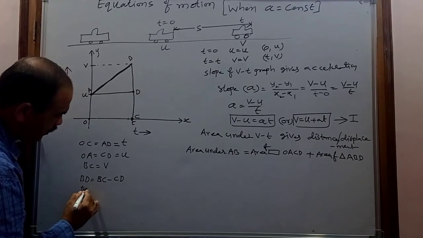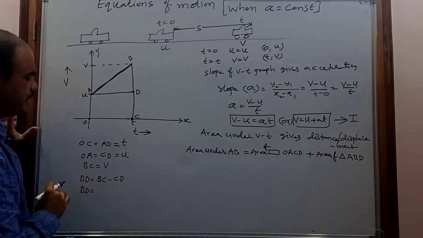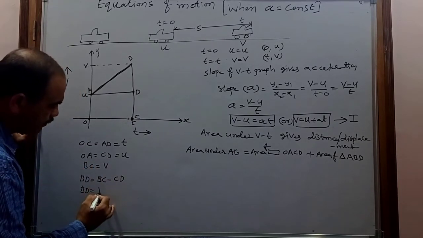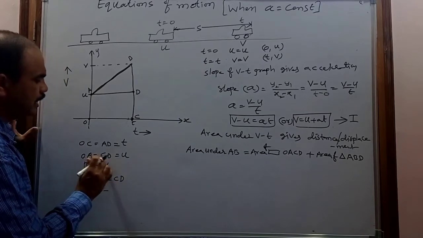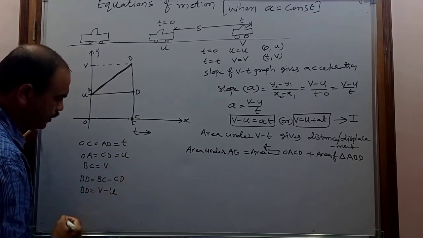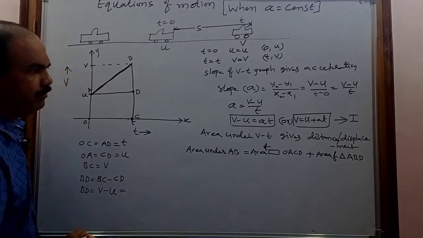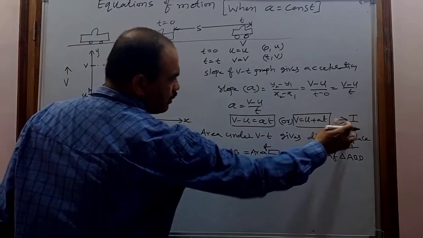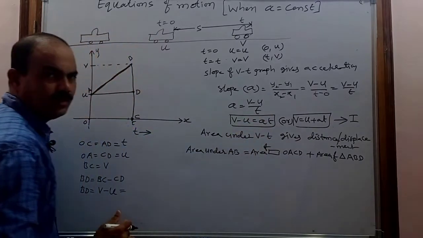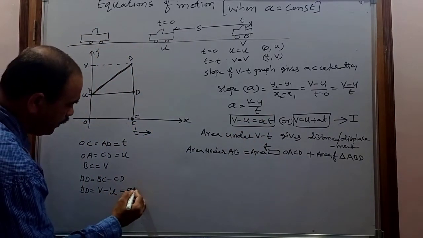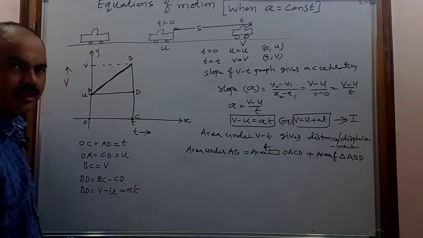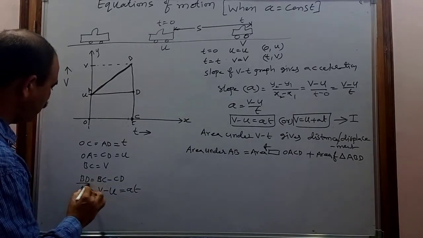But what is BC? BC is nothing but V. And what is CD? CD is nothing but U. So BD equals V minus U. And from the first equation of motion, V minus U can be written as AT. So now you have to remember this one.